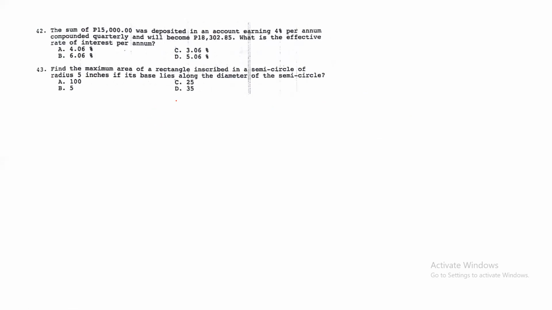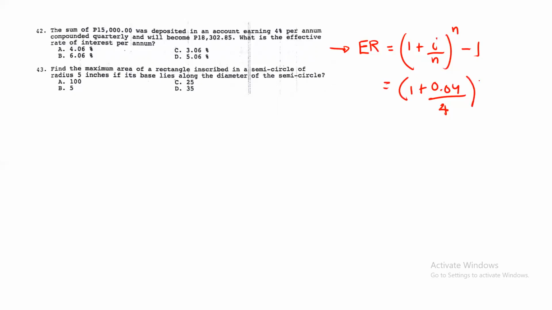So itong 42. So dito sa 42 kasi hinahanap lang dito is effective rate. So effective rate is equals to 1 plus i over n raised to n minus 1 lang yan. So 1 plus 4%, so 0.04 over, ilan siya? Quarterly. So quarterly kasi siya, so raised to 4 minus 1. So lalabas dyan is 4.06%. So the answer is letter A.